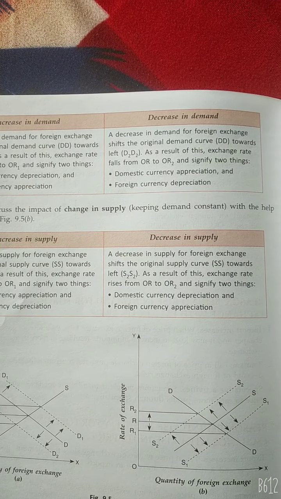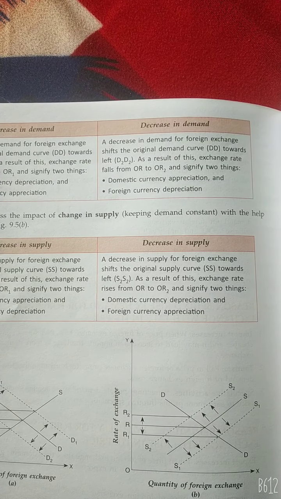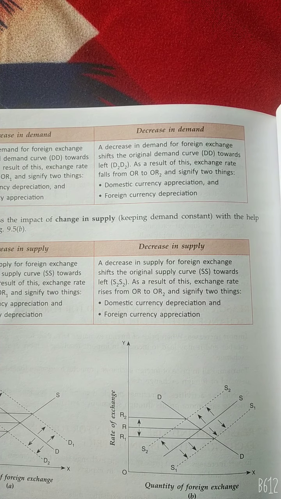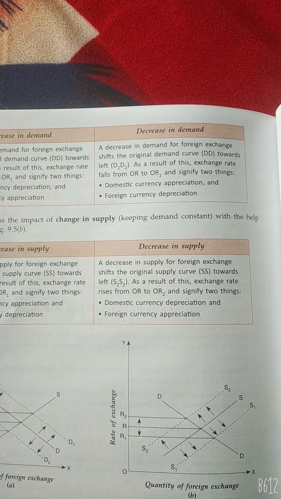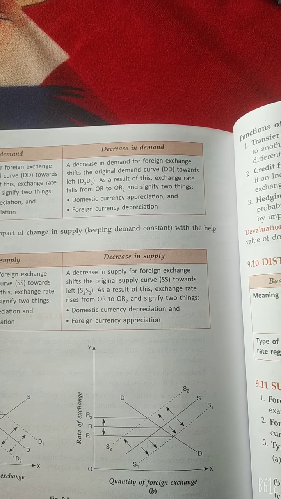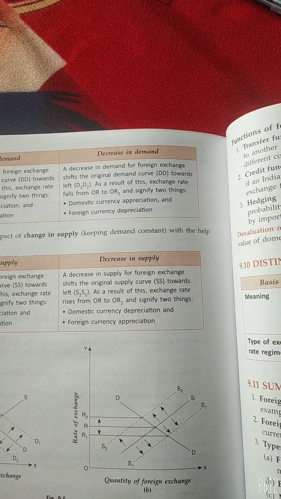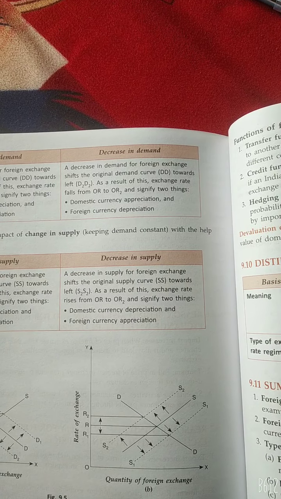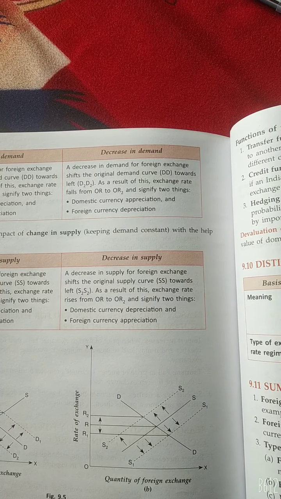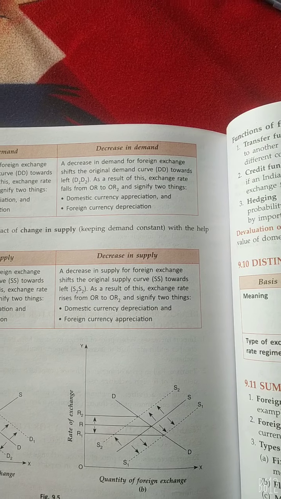Now, change in supply. An increase in supply of foreign exchange shifts the original supply curve towards SS1. As a result of this, the exchange rate falls from OR to OR1, signifying two things: domestic currency appreciation and foreign currency depreciation. And next, a decrease in supply of foreign exchange shifts the original supply curve towards the left, SS2. As a result of this, the exchange rate rises from OR to OR2, signifying two things: domestic currency depreciation and foreign currency appreciation.